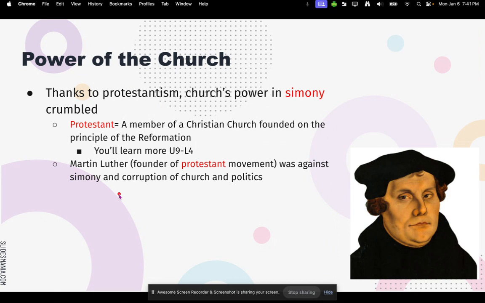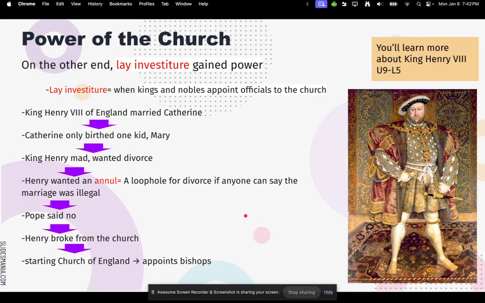There was also a big power loss of the Catholic Church thanks to Protestantism. Protestantism we'll talk more about in U9-L4, but a Protestant is a member of the Christian Church founded on the principles of the Reformation. The Reformation was started by this dude right here. His name is Martin Luther. And he was the founder of the Protestant movement, and he was against simony and the corruption of the church and politics.